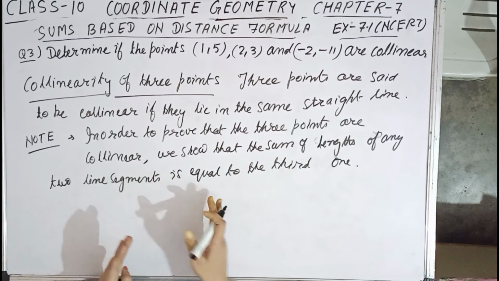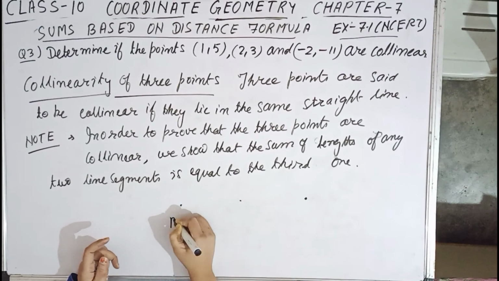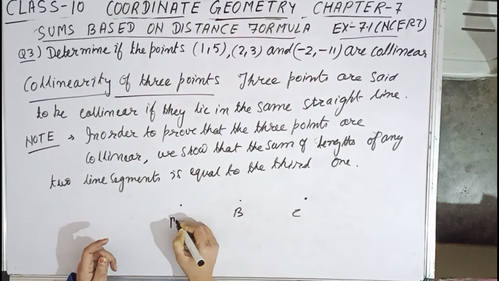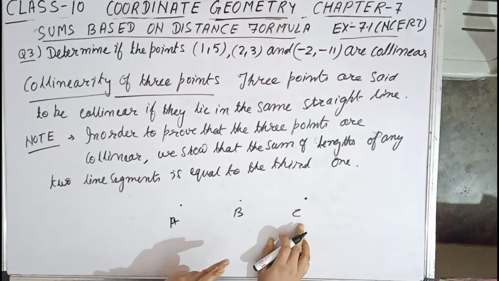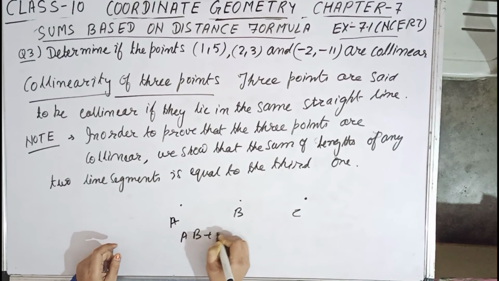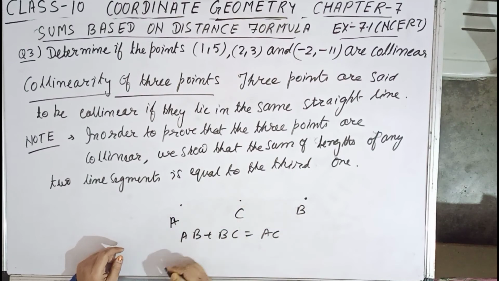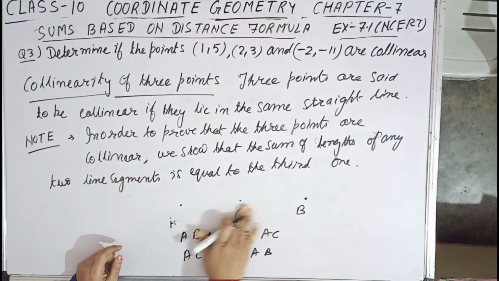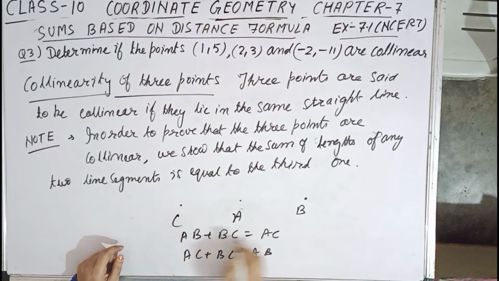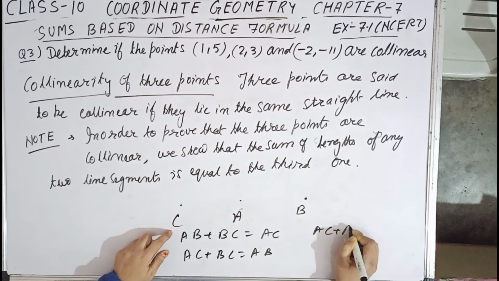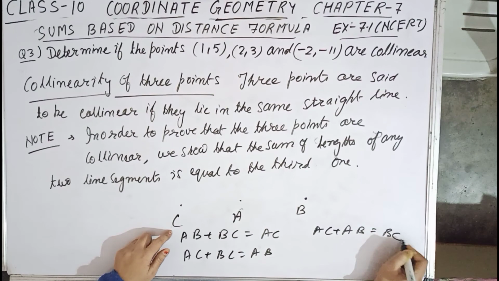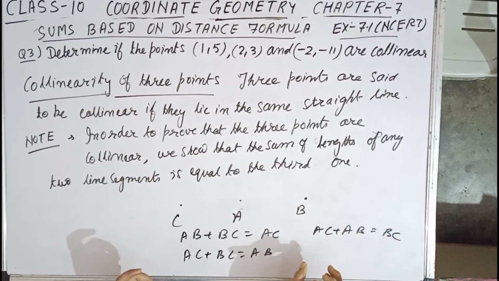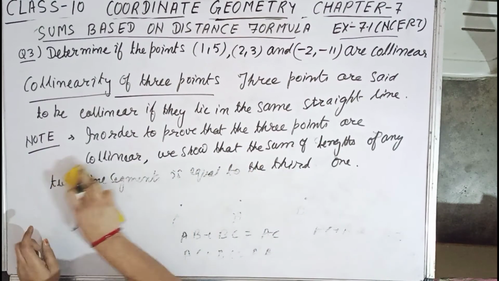So to prove that the 3 points are collinear, suppose 3 points are over here. If I name them A, B and C, and I have to prove that ABC is collinear, I will prove AB plus BC equals AC. Or suppose the points are like this, then I will prove AC plus BC equals AB. Or I will prove AC plus AB equals BC. So like this we can prove that the sum of the lengths of any two is equal to the third one. So let us do the sum that is given in question number 3.